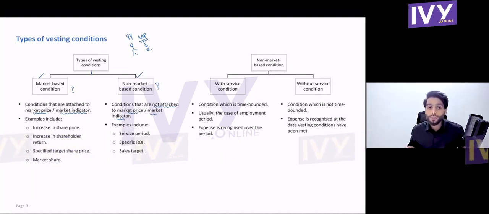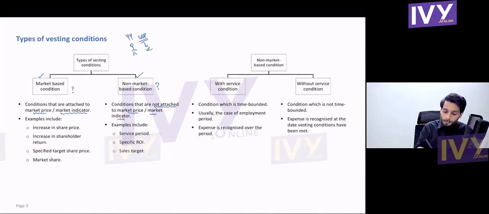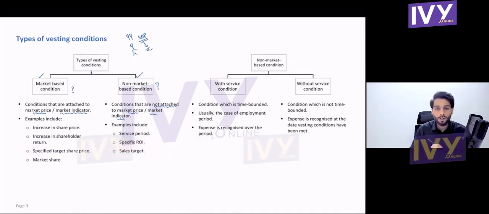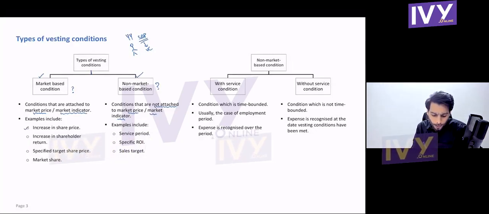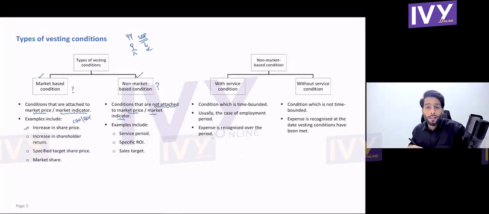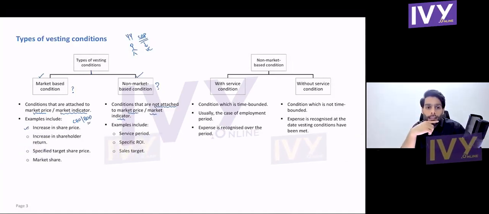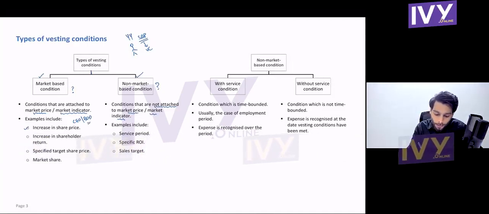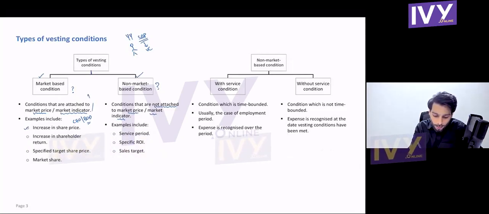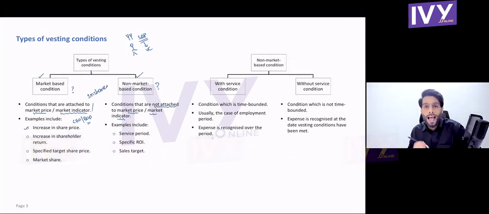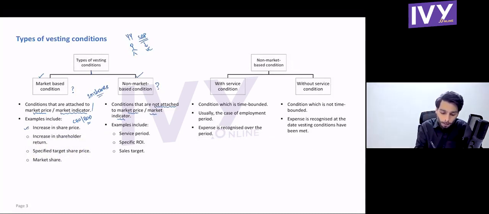Sir, can you give some examples? Oh yes. Market-based conditions, one of the examples can be an increase in share price. For example, the CEO or executive board of directors of the company are given a remuneration package. They are told that they will get, for example, 1 million shares as remuneration, as bonus, as a share-based payment if they increase share price of the company by 10% in the next 1 year.